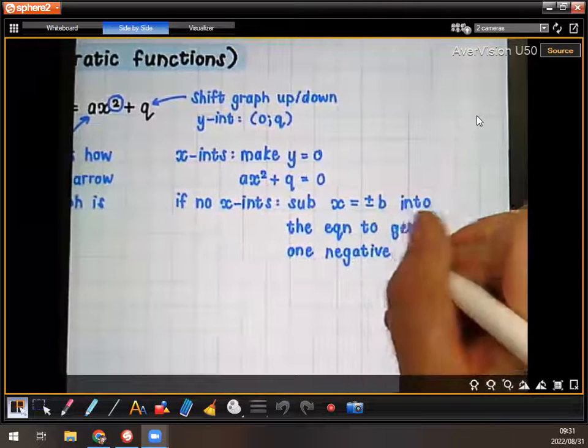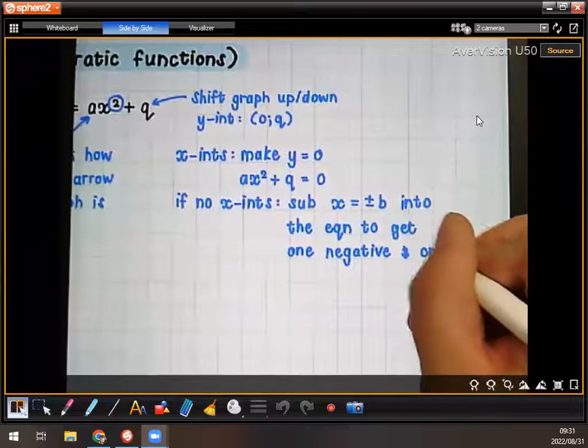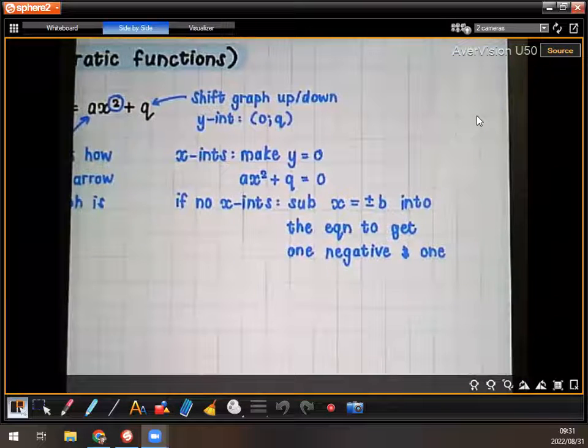What do you mean? Okay. I'm going to write something. If there are no x-intercepts, that's the whole thing that I was just discussing. Yes.